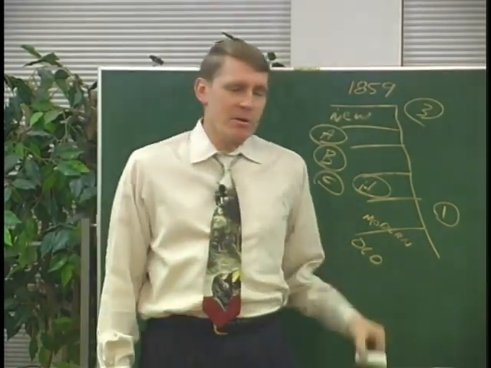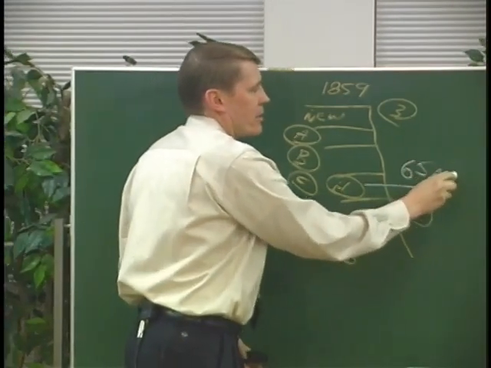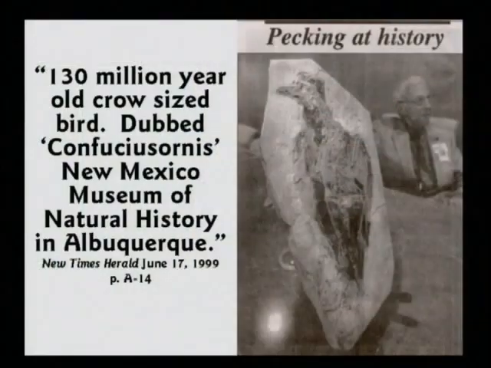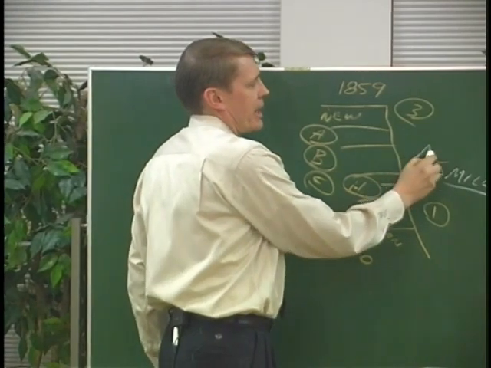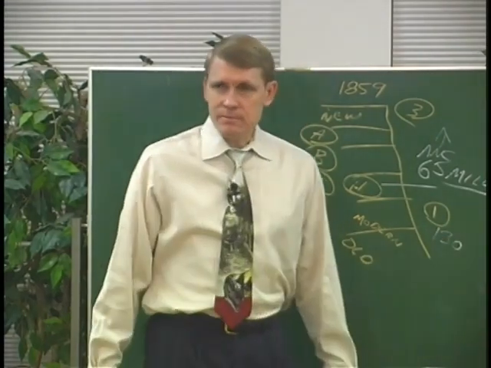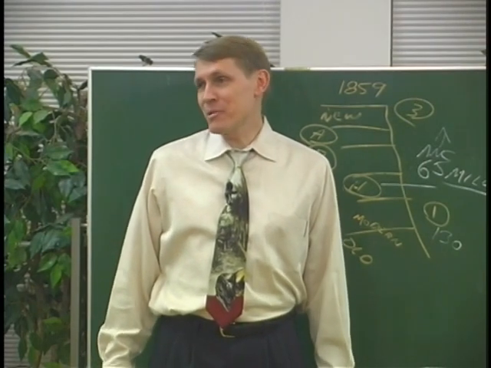They've been saying Archaeopteryx, by the way, we got a new economy-sized piece of chalk here. They're saying Archaeopteryx is 65 million years old. Well, look at this article. A 130 million year old crow-sized bird dubbed, however you say that, Confuciosaurus, okay, New Mexico Museum of Natural History in Albuquerque. Well, now, just a minute. If a 65 million year old bird is the ancestor to birds today, and you've already got birds around 130 million years ago, am I seeing a problem here? Archaeopteryx can't fit in anywhere.